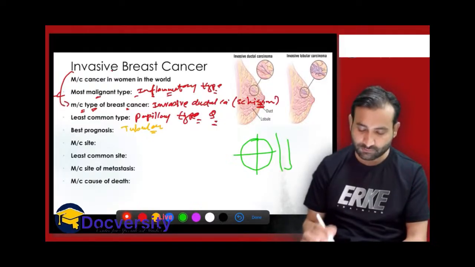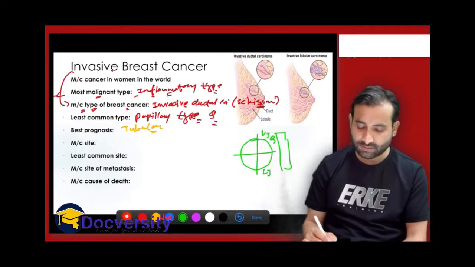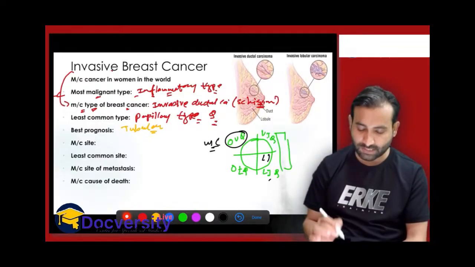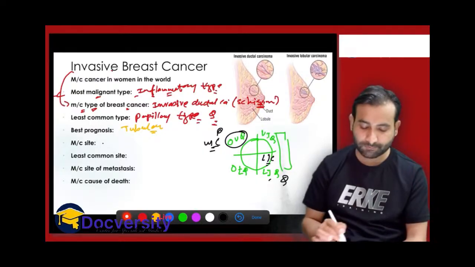We divide the breast into 4 quadrants like this, right? For example, this is our sternum on this side. So this is my upper inner quadrant, this is my lower inner quadrant, this is my outer lower quadrant, and this is my outer upper quadrant, right? The outer upper quadrant is the most common site, and the lower inner quadrant is the least common site. So please remember, this is the question in the exam.